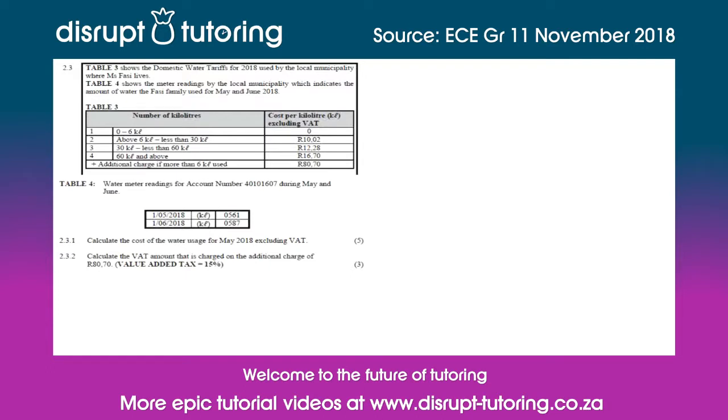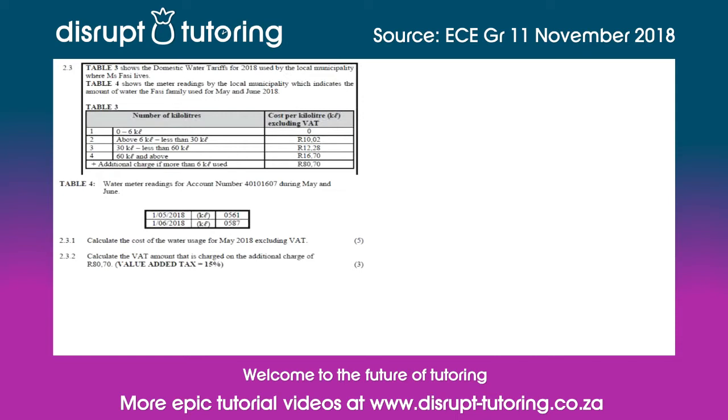We're on question 2.3 from the 2018 Maths Lit Grade 11 Paper 1. This question deals with reading data from a table, particularly a water tariffs table, as well as calculating the pricing of the water usage and VAT. It starts off by giving us table 3, which shows the domestic water tariffs for 2018 used by the local municipality that Ms. Fussy lives in.